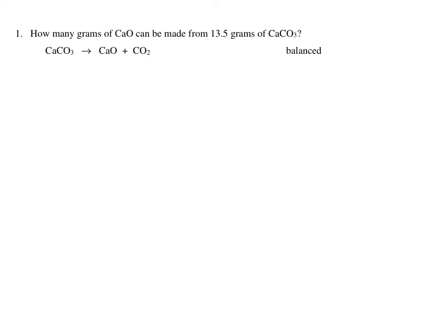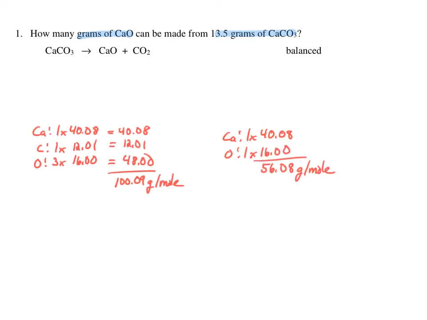Simple stoichiometry problem relating grams of calcium oxide to grams of calcium carbonate. We're given our balanced chemical equation. We're going to have to do some mass mole conversion, so we'll need formula weights for both calcium oxide and calcium carbonate. We have our formula weights.